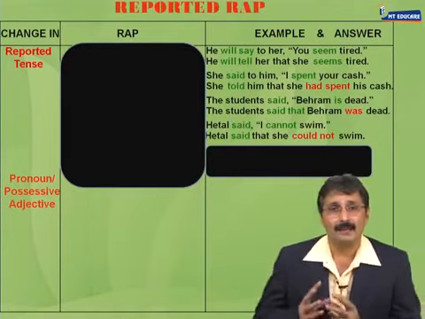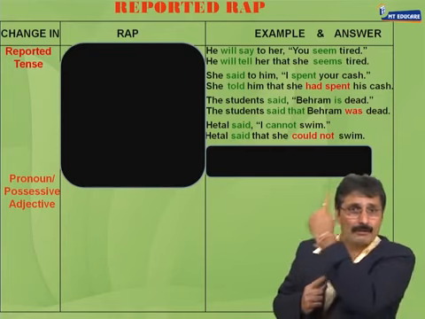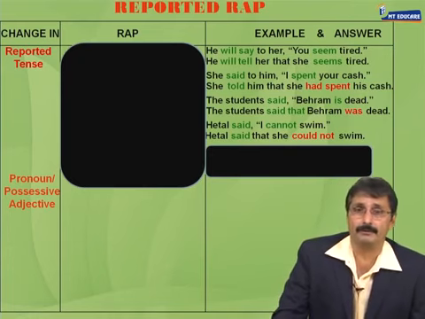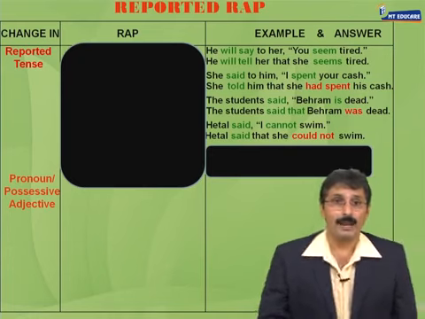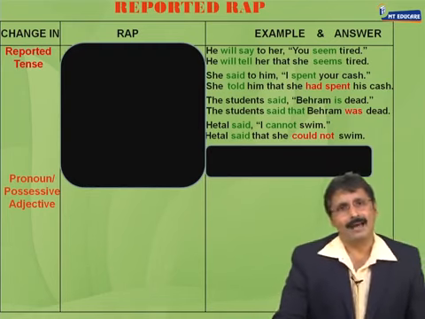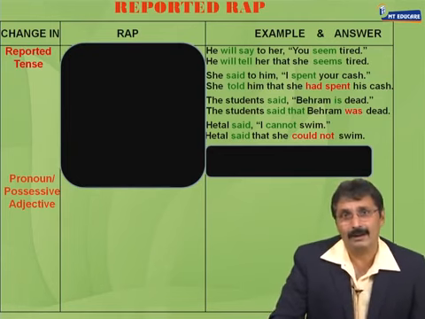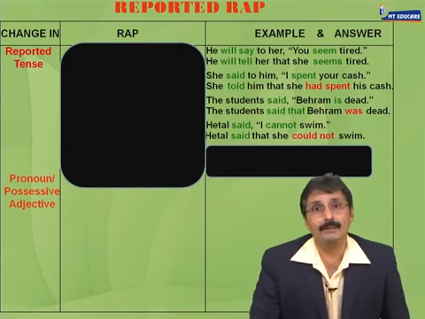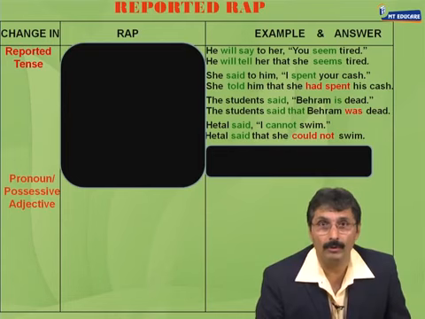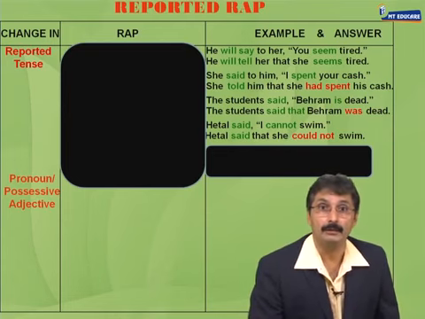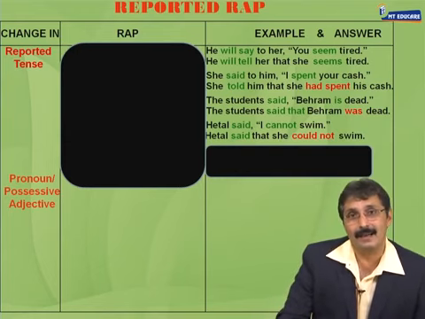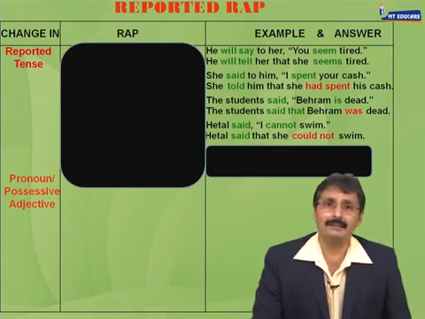Let's read some examples and answers which are on the screen right behind me. The first sentence, he will say to her, you seem tired. The indirect speech: he will tell her that she seems tired. Second sentence, she said to him, I spent your cash. She always says that to him, right? The answer: she told him that she had spent his cash. Third sentence, softly please. The student said, Behram is dead. The student said that Behram was dead is the indirect speech. And the fourth sentence, Hetal said, I cannot swim.